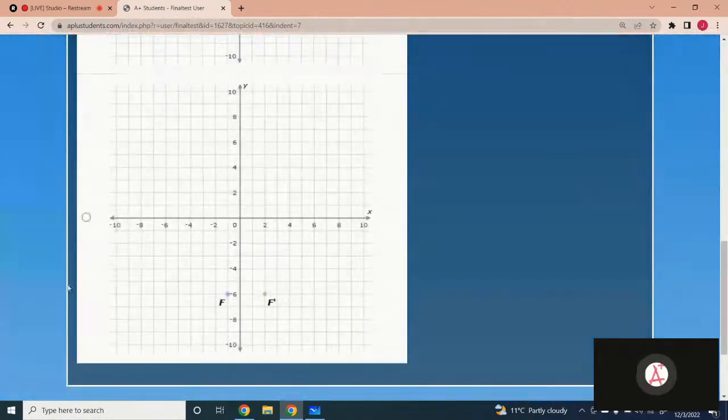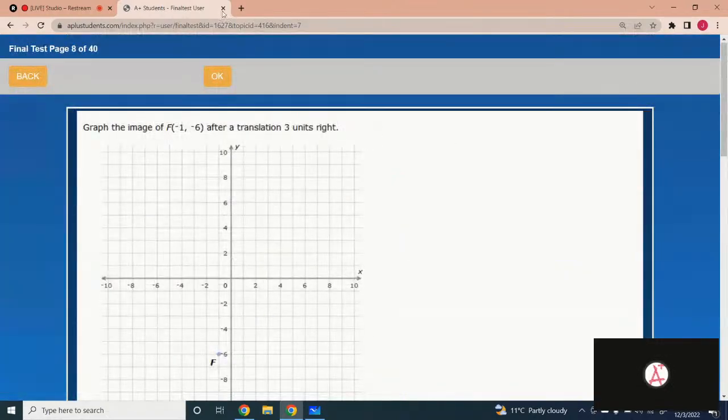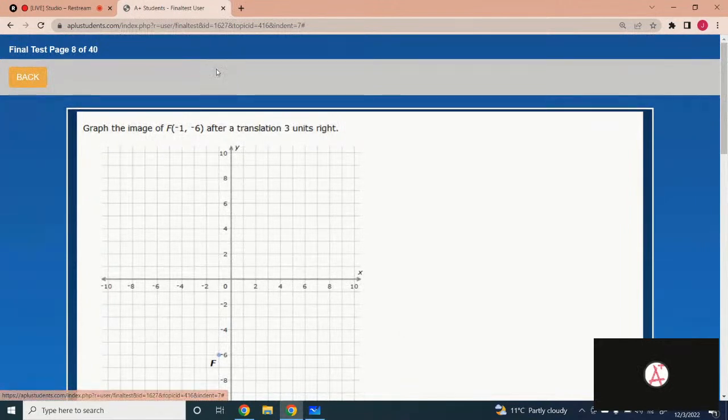It would be this one. The second option is the correct one. Got it? You have to move it 3 units right: 1, 2, 3. So the new coordinates are (2, -6). Got it? Just select the correct option, then click on the OK button.